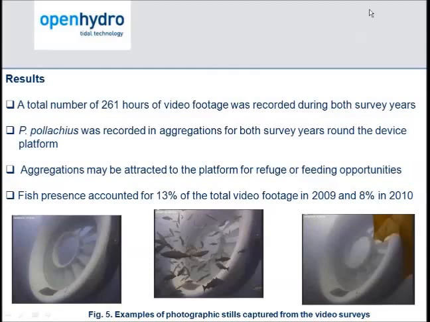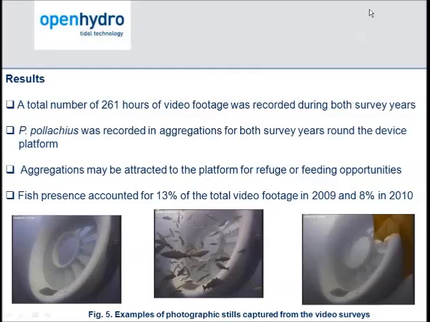So pollock were the only species. We started the work initially because we have a platform above the turbine, and we were observing fish from the surface in about 2008. When we eventually started to do some identification work with the camera, pollock is still the only species that we've observed at the actual turbine.